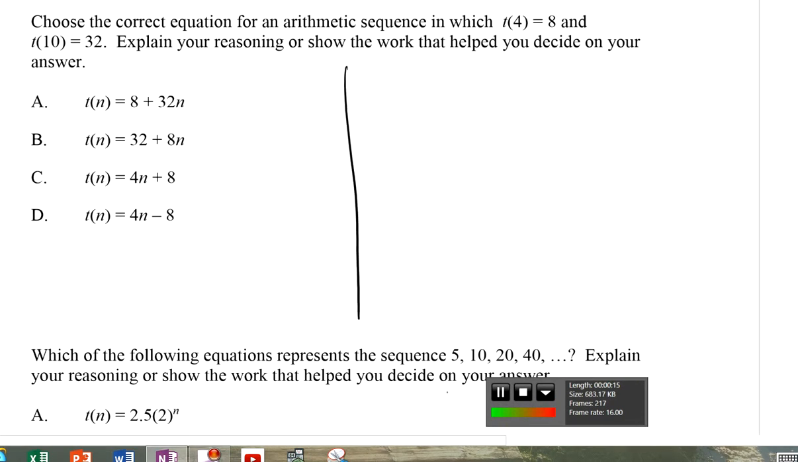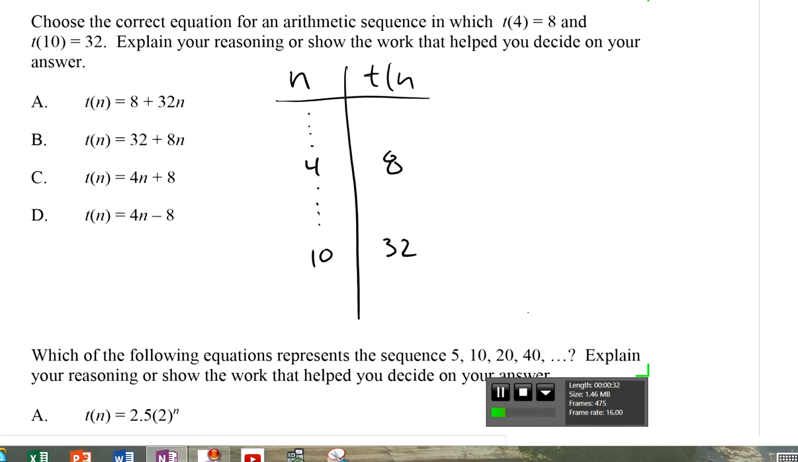If I've got a table, and I've got my n values, and I've got my outputs, my t of n's, I'm missing stuff for sure. But when I get to number 4, I know my output is 8. And I'm missing stuff for sure. But when I get to 10, I have the number 32.